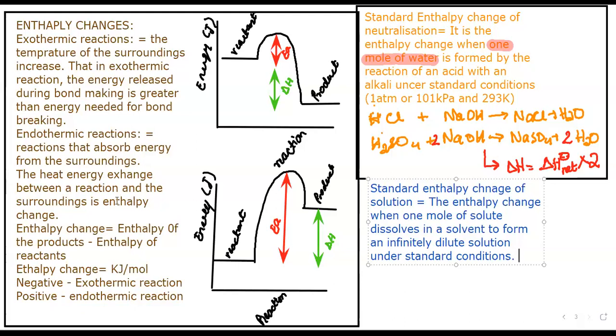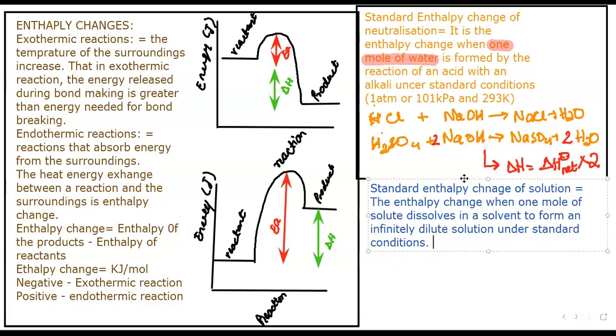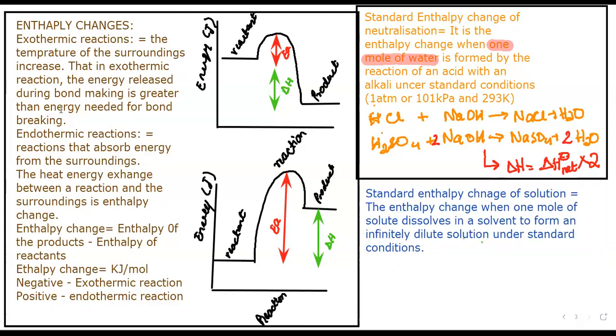So standard conditions are the same as before. They will not change. It has to be at room temperature and pressure. But this time, we need 1 mole of solute. Over there, we needed 1 mole of water. This time, we need to make sure that we have 1 mole of the solute. That needs to be present. That means if 2 moles of solute are dissolving in the solvent, I will have to multiply the value by 2 to calculate the enthalpy change for that reaction, right?